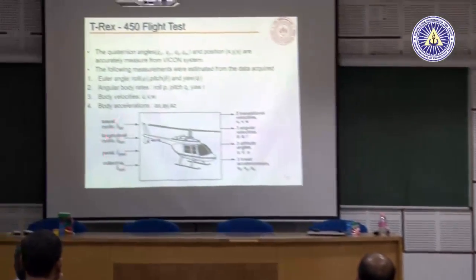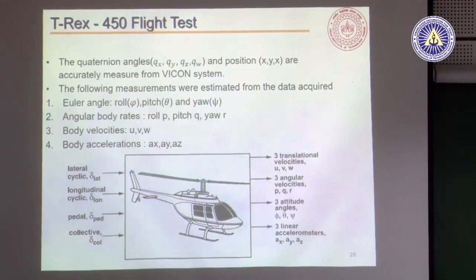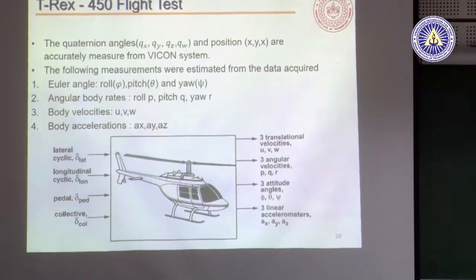These are the inputs which we give: lateral, longitudinal, pedal and collective inputs. The output is typically translational velocity, angular velocity in the form of p, q, r, attitude of the vehicle, Euler angles and accelerations. To get the orientation, right now we are using quaternions instead of Euler angles. Orientation of the vehicle from one attitude to another is done using quaternions.